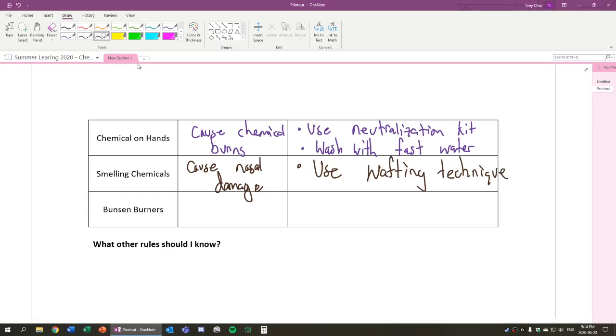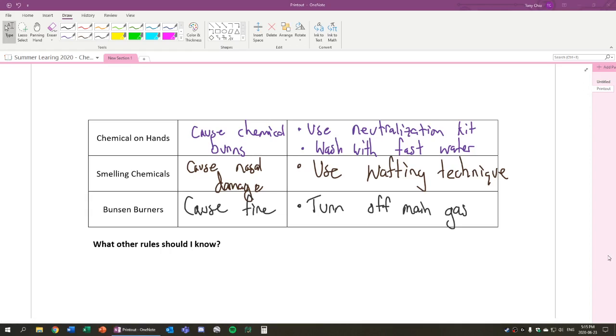The last one, Bunsen burner, this can cause a fire. So what should you do? You should have a few things. Turn off main gas. If there's ever any issue with a Bunsen burner, you want to always turn off the main gas first.